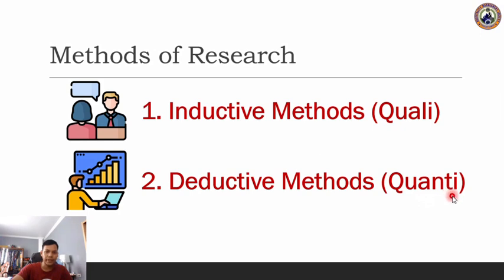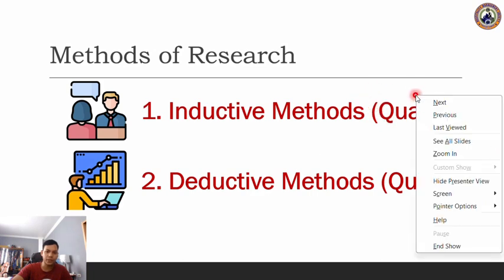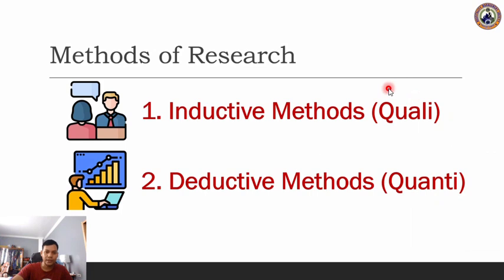Again, inductive research methods focus on the analysis of observation and are usually associated with qualitative research. And deductive research methods focus on the verification of observation and are typically associated with quantitative research, or numbers.